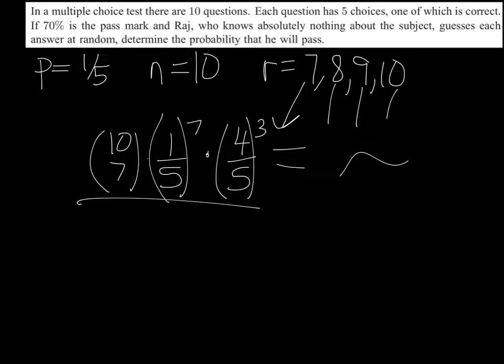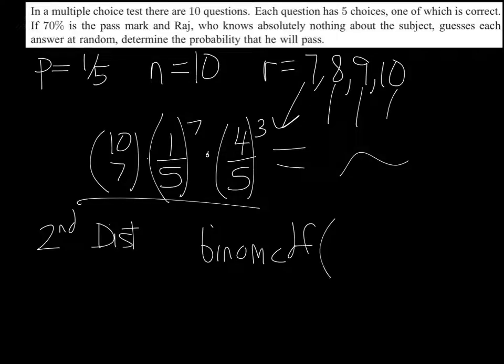So on my calculator, I'm going to hit second and distribution. That brings me to the distributions, and we're going to find binom CDF, which is towards the bottom. Now we're using CDF because we have a range of values that we want. We want 7, 8, 9, and 10. If we had one value, we just wanted 7, we would use binom PDF, but in this case CDF.